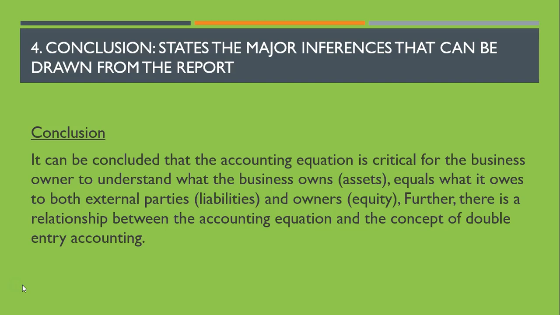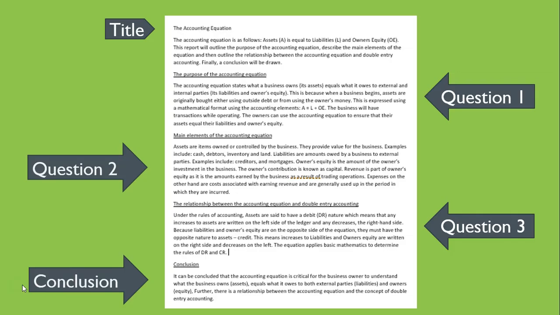It can be concluded that the accounting equation is critical for the business owner to understand what the business owns, its assets, equals what it owes to both external parties' liabilities and owner's equity. Further, there is a relationship between the accounting equation and the concept of double entry accounting. When we put a business report together, it will look like this.